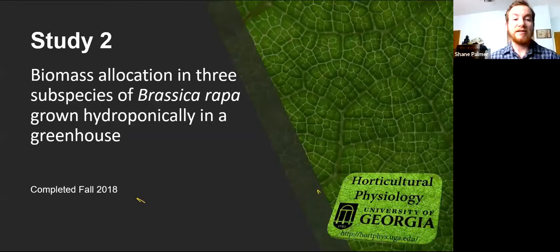So the second study, like I mentioned before, is tying into my third and final study. I wanted to do this study in the greenhouse before I did my third study because I wanted to learn a little bit more about how these particular plants that I'm interested in are differing from one another, and how they are differing over time as they develop. So this is biomass allocation in 3 subspecies of Brassica rapa grown hydroponically in a greenhouse.